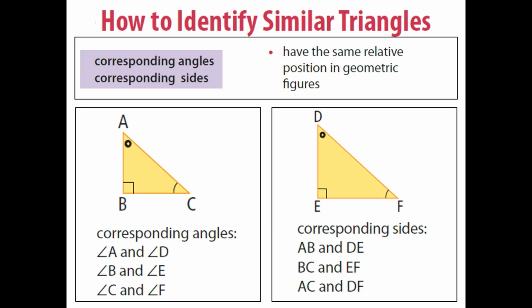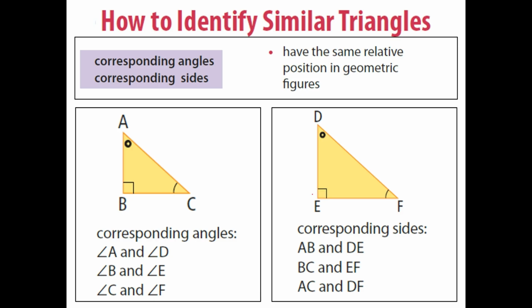Hi class, in this video I'm going to be talking about how to identify similar triangles. To make sure a triangle is similar to another one, you have to check for the corresponding sides or the corresponding angles. What that means is the angles in terms of geometry, for example, angle B looks to be in the same relative position to angle E.